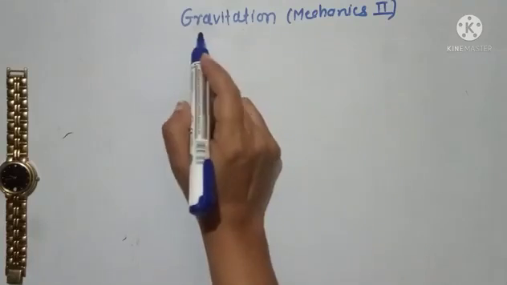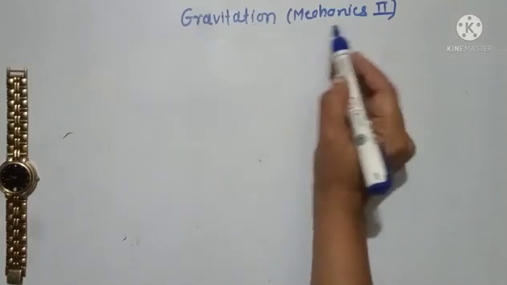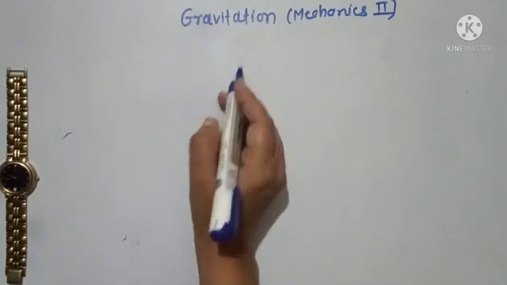So today we are going to start with gravitation, which is from mechanics 2, and the first unit of this mechanics 2 is gravitation.